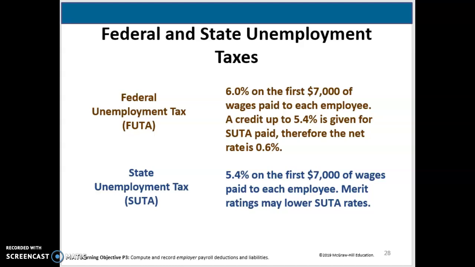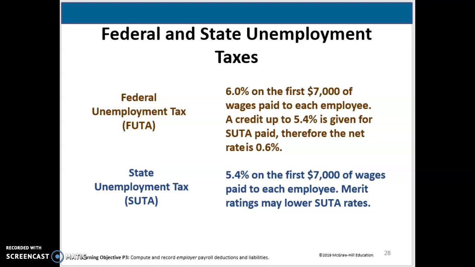So here we can see the employers, again, these are employer taxes. They're subject to a federal unemployment tax on wages and salaries that they pay to their employees. So 6% of the first $7,000 earned by each employee is the FUTA amount. Now with that said, because of the state amount, they give a credit up to 5.4% for SUTA. So the net rate for FUTA, the federal side, is 0.6%.